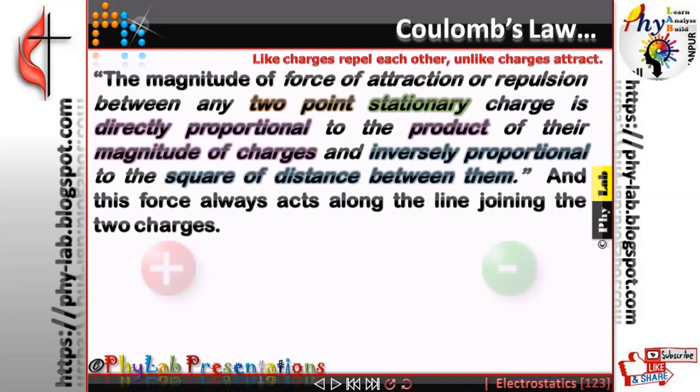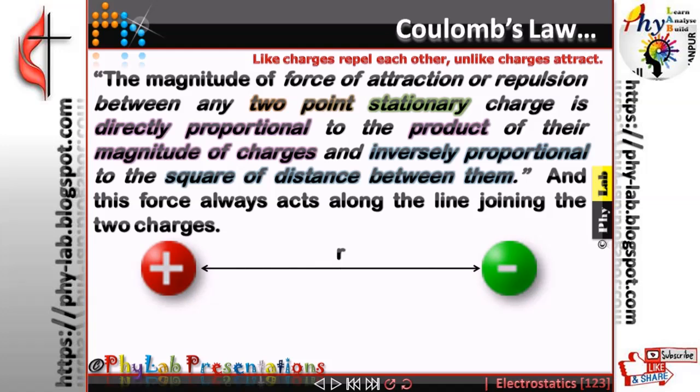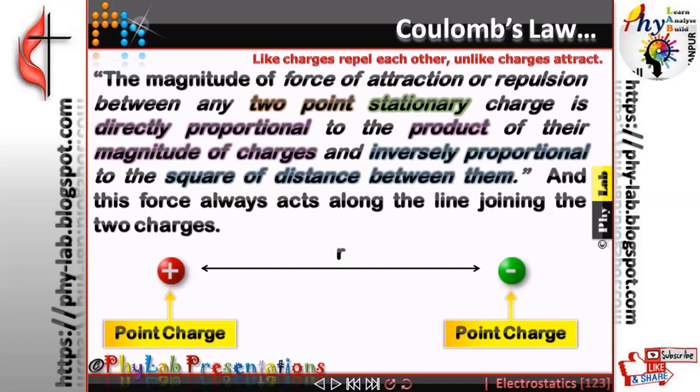So as I told you, this law is applicable for point charges. The size of the charge has to be very small in comparison to the distance between the two charges, friends. So here you can see these are the two point charges that I have denoted, and the distance between them happens to be r. This distance is taken from the center of the two charged bodies.